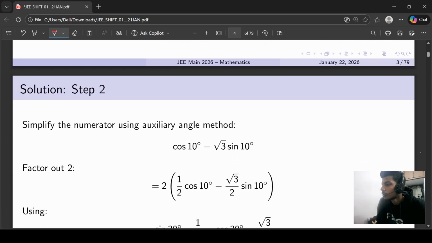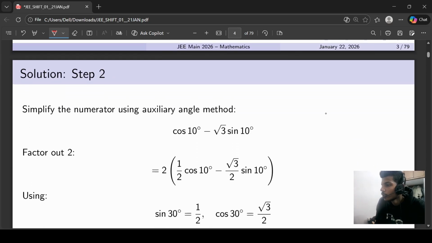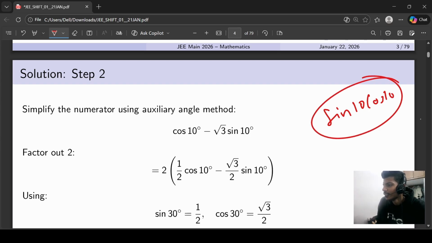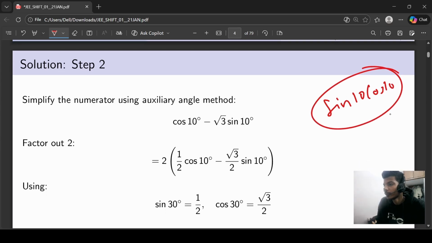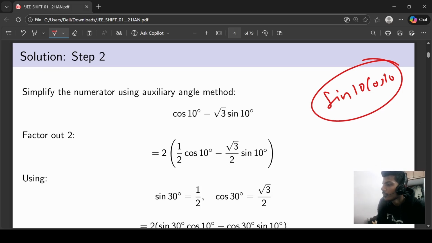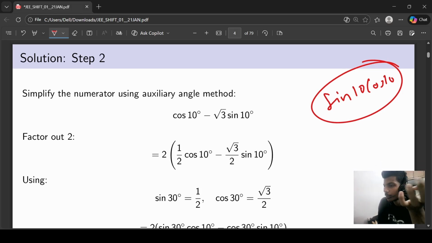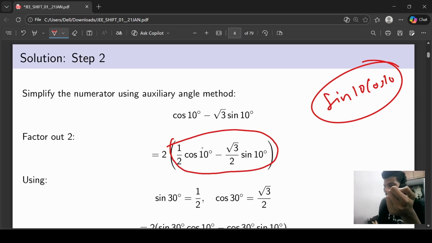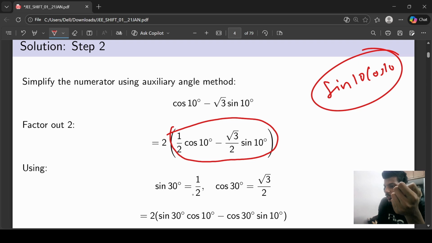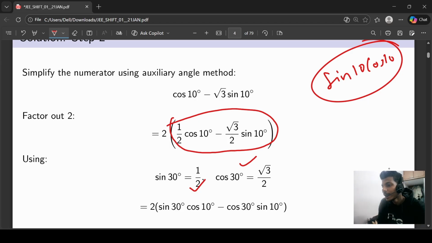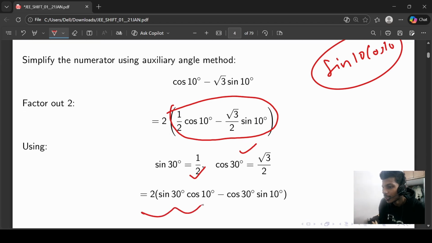So this is the next step. Our denominator is very clear, it is sine of 10 into cos of 10. We don't need to make any change in this. We just have to look at our numerator, which is simply cos of 10 minus root 3 sine of 10. What we can do is make one change: simply multiply by 2 and divide by 2. This is the value we will get inside the bracket. We know very well that sine of 30 is 1 by 2 and cos of 30 is root 3 by 2. So at the end of step 2 we came to this point.